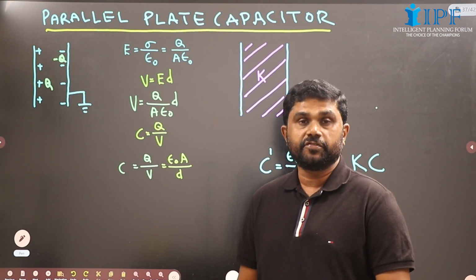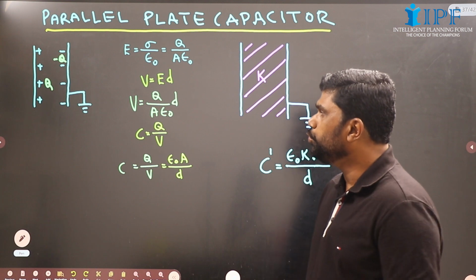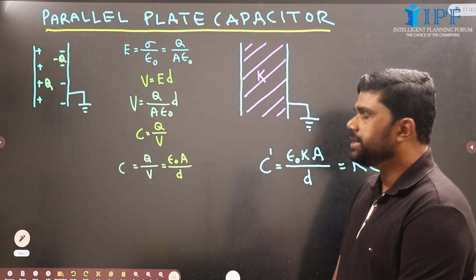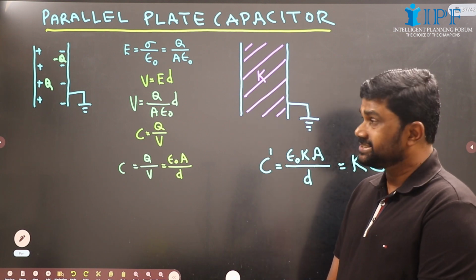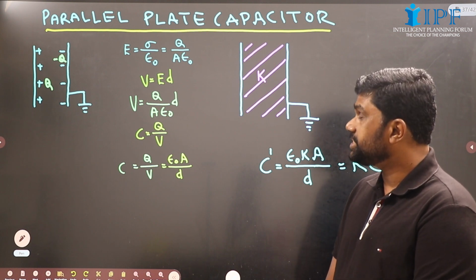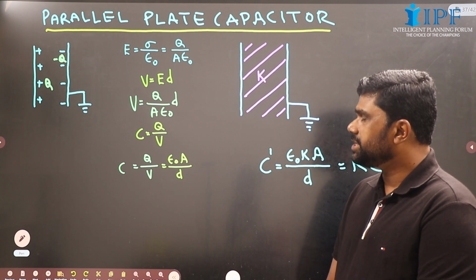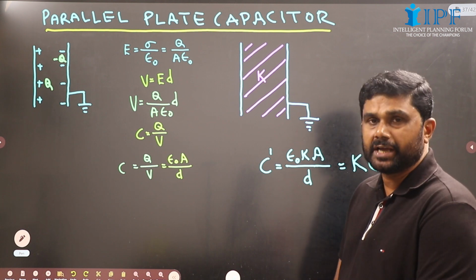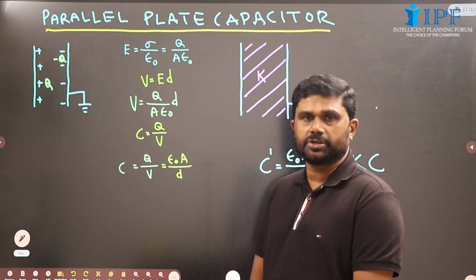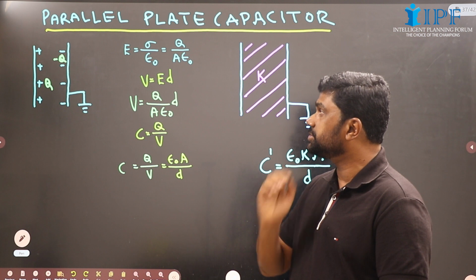Now we have our wonderful parallel plate capacitor. Okay, there are two identical metal plates, each of area say capital A kept parallel to each other, at separation say small d. Okay, now see, one plate is given a charge plus q and the other plate is connected to the ground, as we have done in spherical capacitor and cylindrical capacitor.